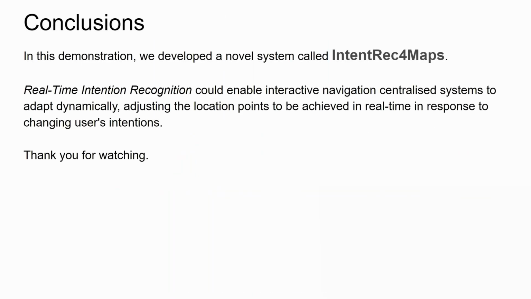We argue that empowering a centralized system with the ability to recognize the intended location points of observed users could be beneficial to monitor and track resources in a more effective way, such as vehicles or personnel, packages to be delivered, important for scenarios where the movement of assets needs to be closely monitored. Real-time intention recognition could enable interactive navigation centralized systems to adapt dynamically, adjusting the location points to be achieved in real time in response to changing users' intentions.